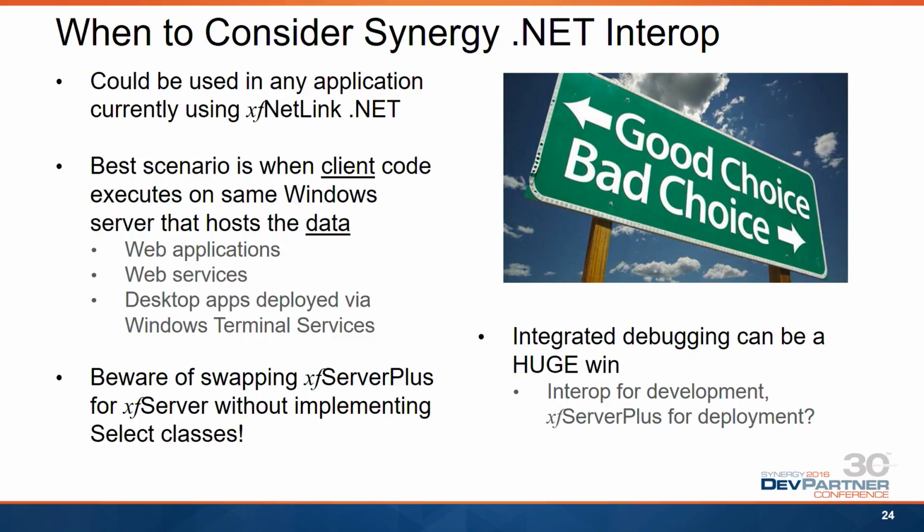So very common scenarios where this makes a lot of sense are web applications, web services, desktop apps that you always deploy on terminal servers, that kind of thing. This can make a lot of sense in those worlds. But do beware of just swapping out xfServerPlus. You can get some performance benefits by not having the TCP/IP connection to xfServerPlus there anymore. But if that then means that you have to implement xfServer, now you've got network overhead there, and potentially much worse unless you're using select class to efficiently filter data on the server side again.